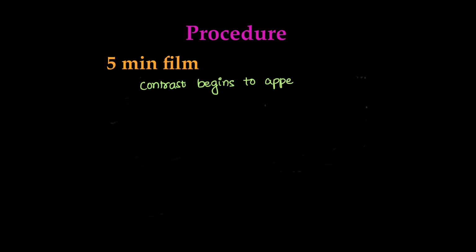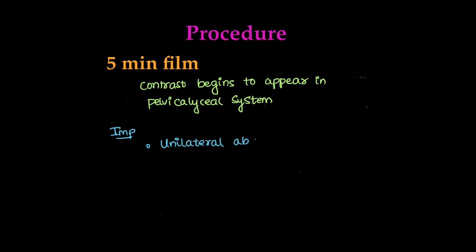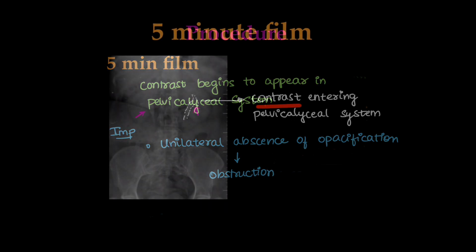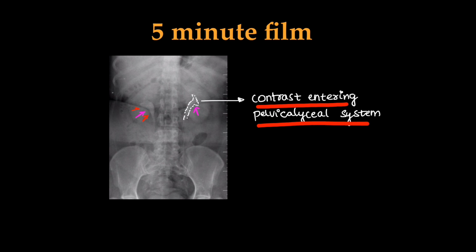Then we take a 5 minutes film. Now contrast will begin to appear in the pelvicalyceal system. The importance of this film is if any unilateral absence of contrast is there, we can suspect obstruction of that side, ureter or pelvicalyceal system. This is the 5 minutes film. We can see the contrast entering the pelvicalyceal system here.